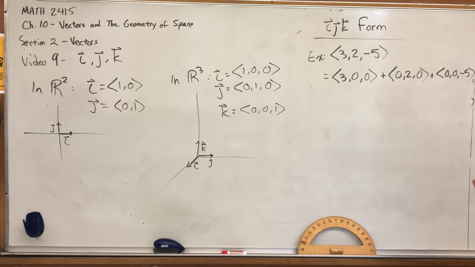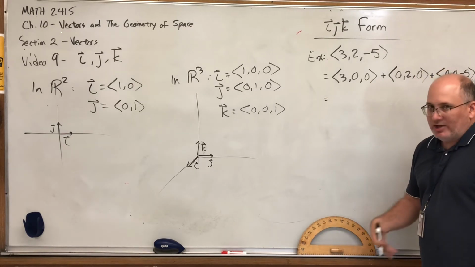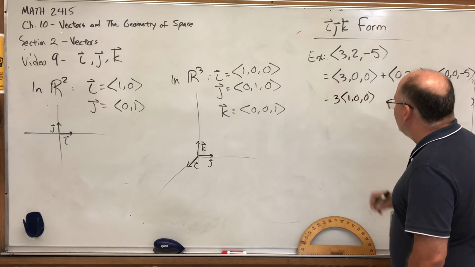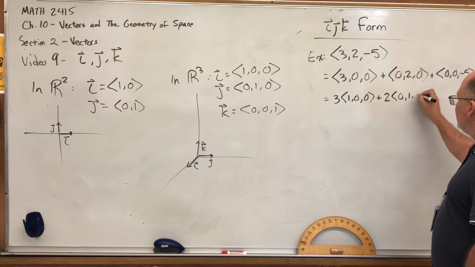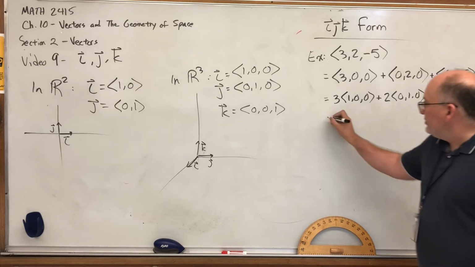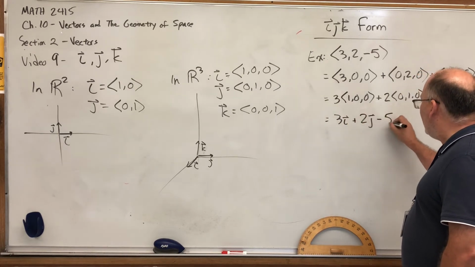Now, none of these are I, J, or K because those all have 1s. However, I can undo scalar multiplication by factoring out a scalar of 3 from the first one, leaving the vector (1, 0, 0), factoring out a scalar of 2 from the second one, leaving the vector (0, 1, 0), and factoring out a scalar of -5 from the third one, leaving a vector of (0, 0, 1). And by factoring out those scalars and leaving behind 1s in each position, I've just exposed I, J, and K. So we could write this vector as 3I + 2J - 5K.